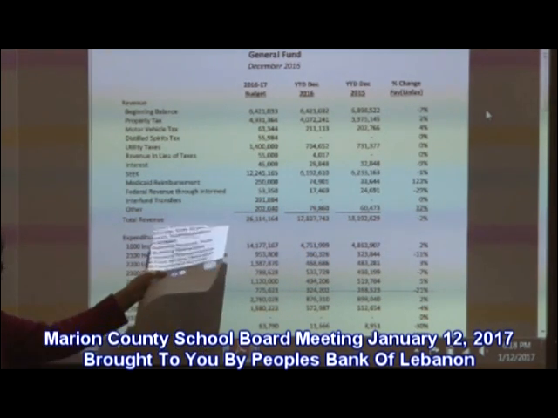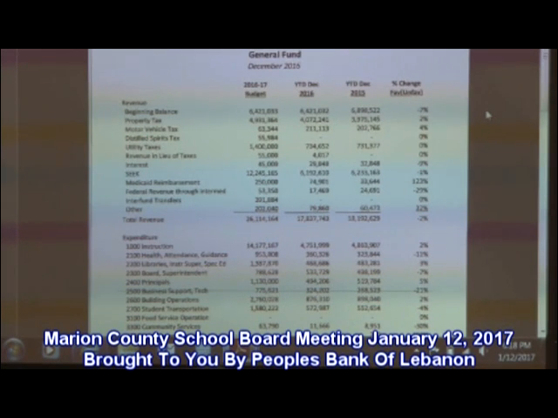The other category, the things that pop up, now we're getting preschool tuition this year, and we had a pretty significant building rental this year.